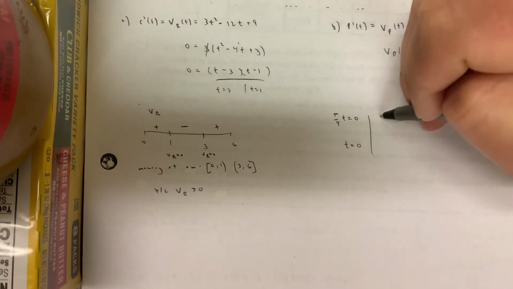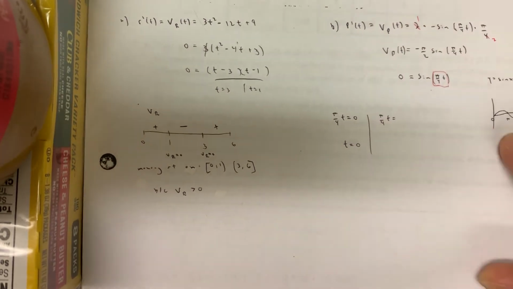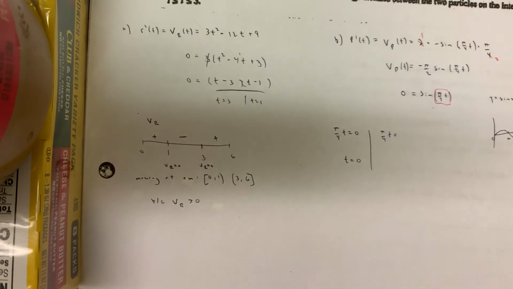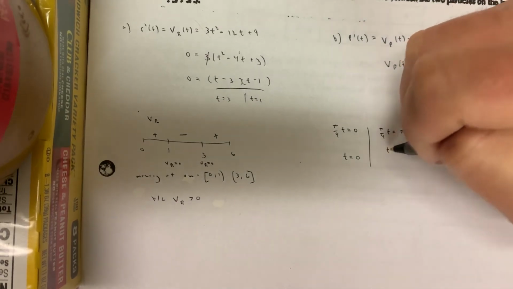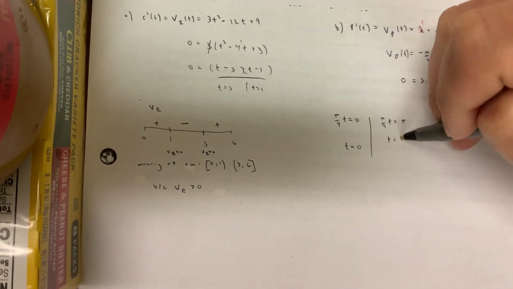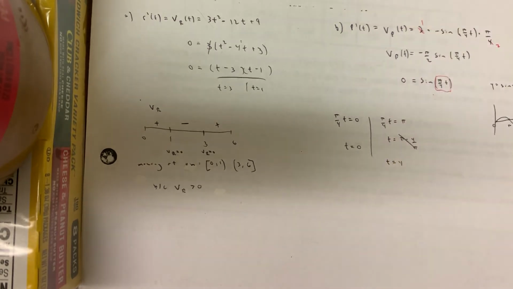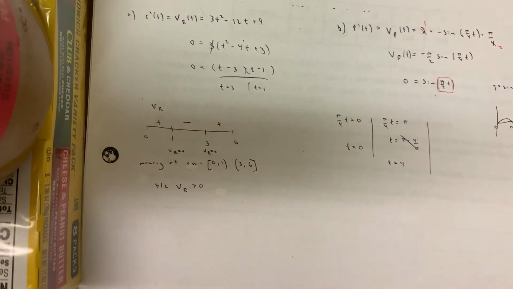Now if you check pi over 4t, and now you say, I want it to be equal to pi, because that's another place where the sine function is equal to 0. Divide by pi over 4 on both sides, same thing as multiplying by 4 over pi. We actually get t equals 4. That's another place, another critical t value.